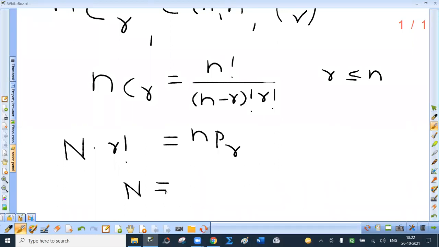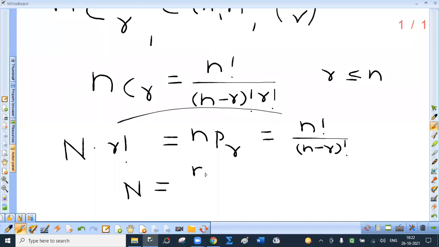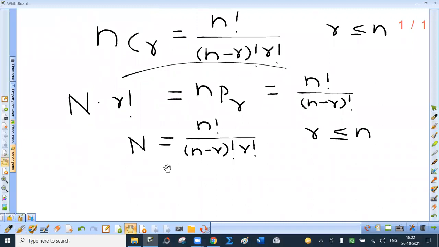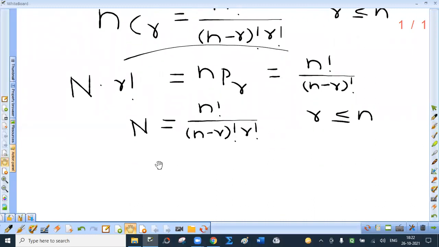So it is nPr. But before that, what is nPr? n factorial upon n minus r factorial. So capital N from this is nothing but n factorial upon n minus r factorial into r factorial. Is that clear? Clearly, r is less than or equal to n. So this is the formula to find nCr.